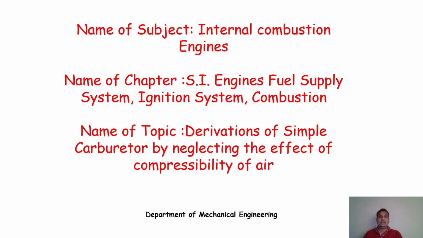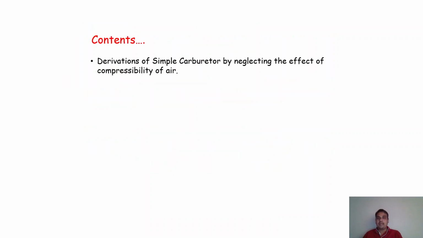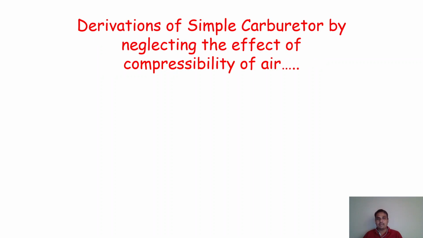Name of subject: internal combustion engine. Name of chapter: SI engines fuel supply system, ignition system, combustion. Name of topic: derivation of simple carburetor by neglecting the effect of compressibility of air. Contents: derivation of simple carburetor by neglecting the effect of compressibility of air.